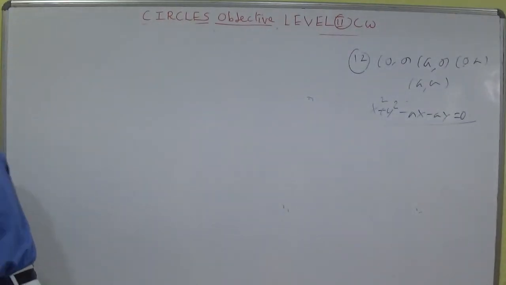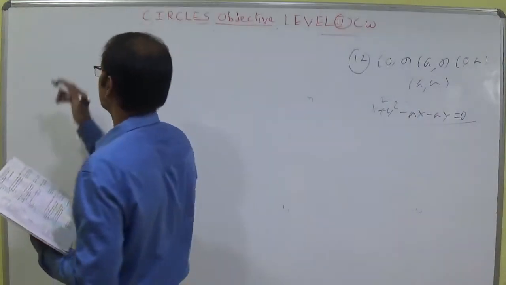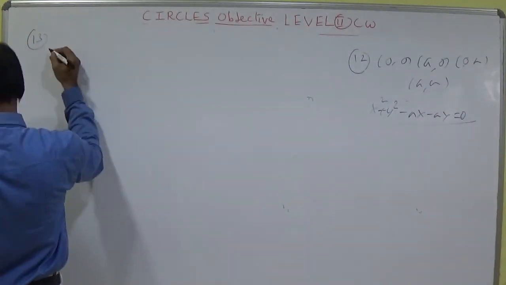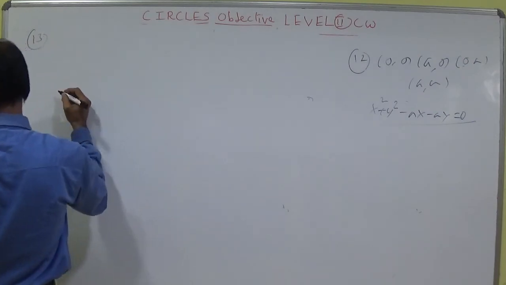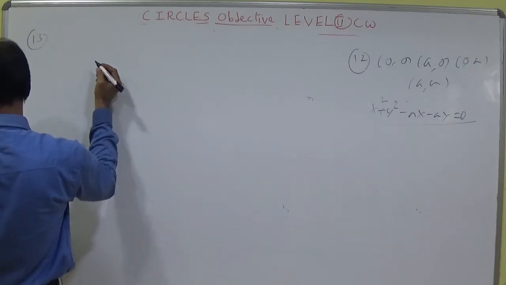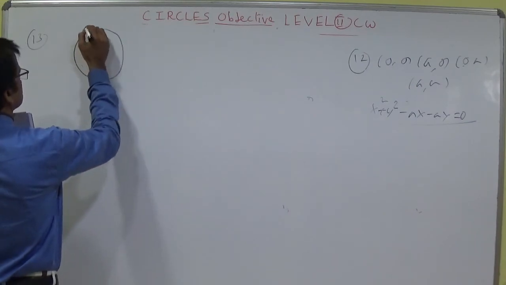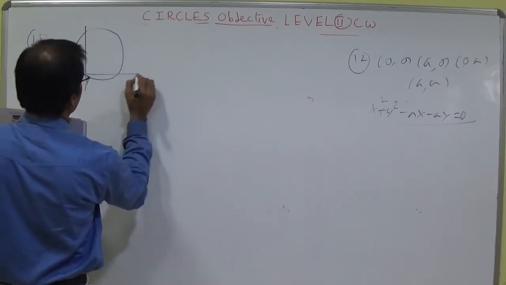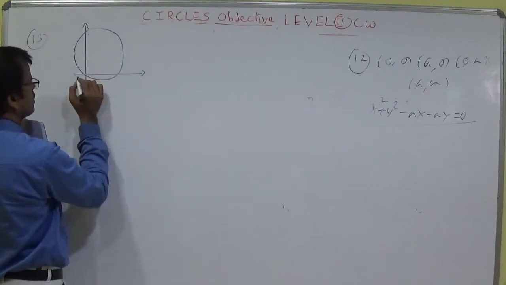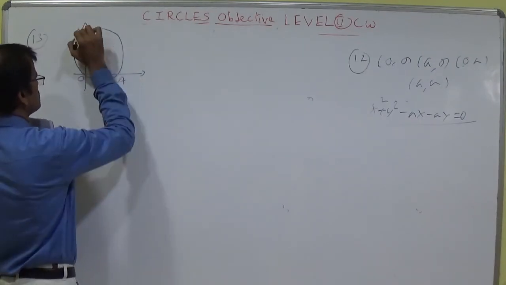Two rods of lengths A and B. 13th question: two rods of lengths A and B slide along coordinate axes such that their ends are concyclic. Draw like this: this is a rod and this is a rod. Their ends are concyclic. This is A, this is B.